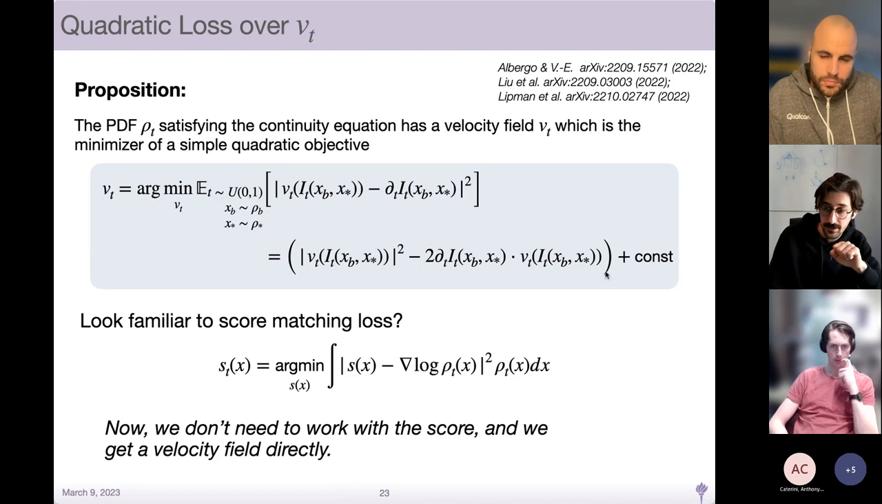We usually work with this picture because there's a term that pops out that's independent of the parameters, so we don't really care about it. But this should look very familiar to the score matching diffusion picture, because instead of working with the score, I'm just trying to learn any velocity field that captures the time dependent dynamics connecting the two distributions. So we don't need to work with the score.